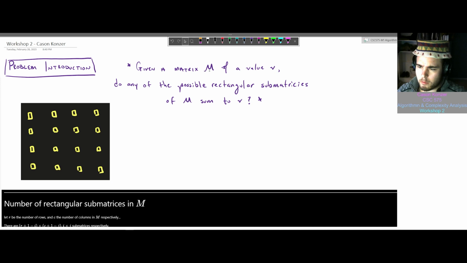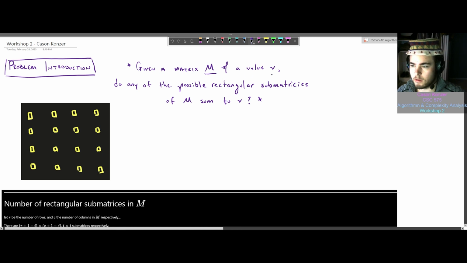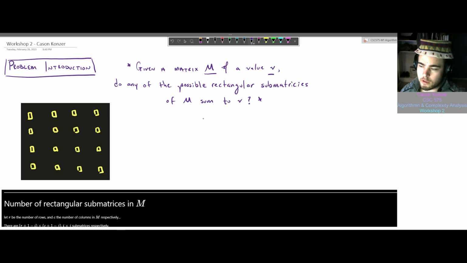So the problem at hand is stated as follows. Given a matrix M and a value V, do any of the possible rectangular submatrices of M sum to V? So what is this really asking? Consider this matrix here where the squares represent values. And if I populate just a few values, we can illustrate the point.